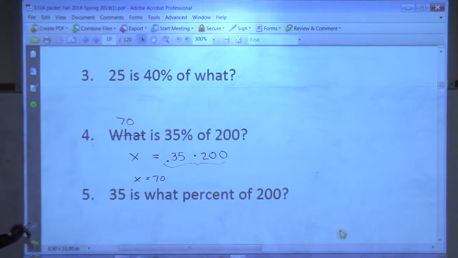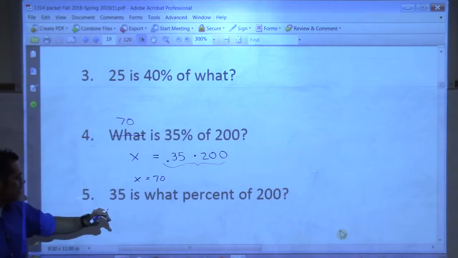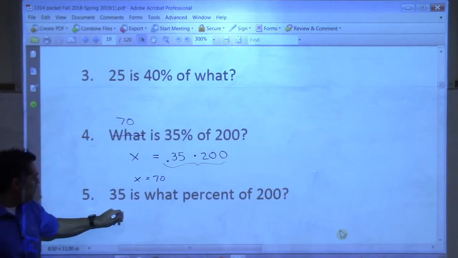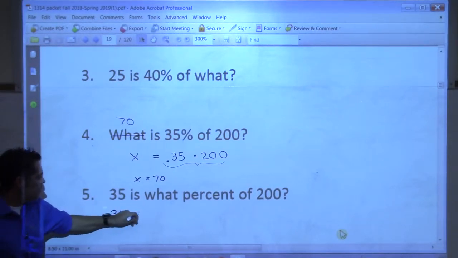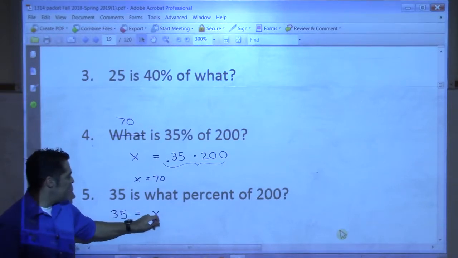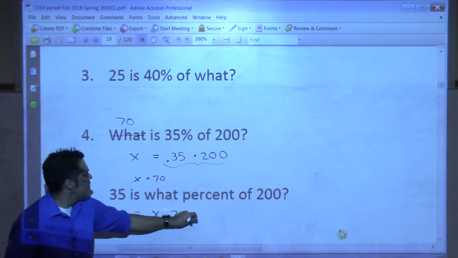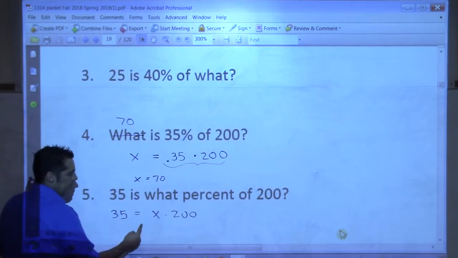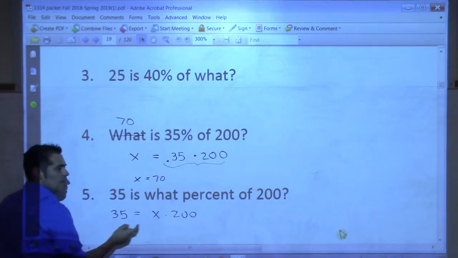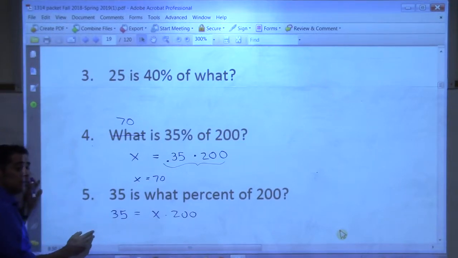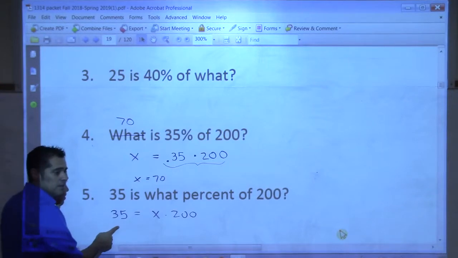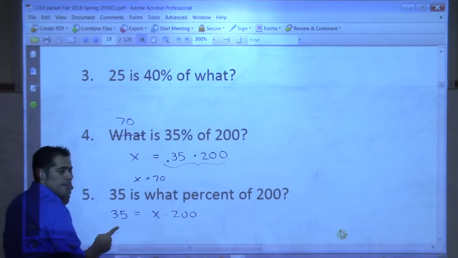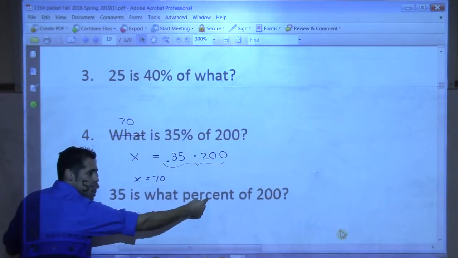Real quick on this one, let's just write this one out. I'm just going to read it from left to right. Ready? 35 is what percent of 200? Equals x times 200, right? To solve for x, we would divide by 200 on both sides, and then whatever we get as our answer, be careful, we would have to convert it from a decimal back to a percent, because it's asking for a percent.